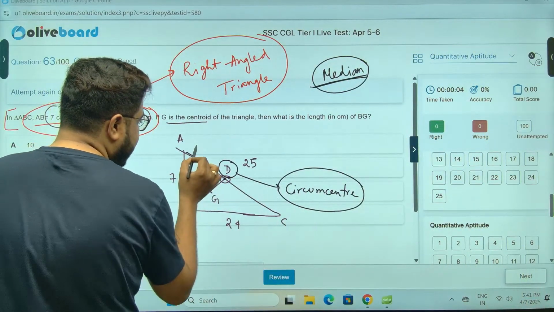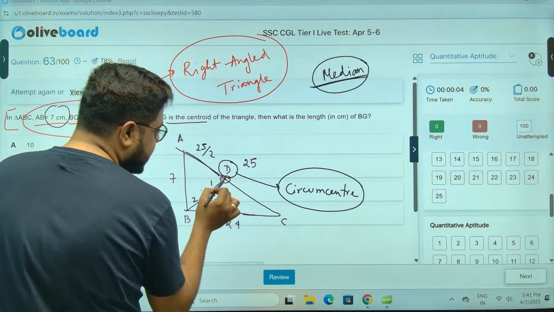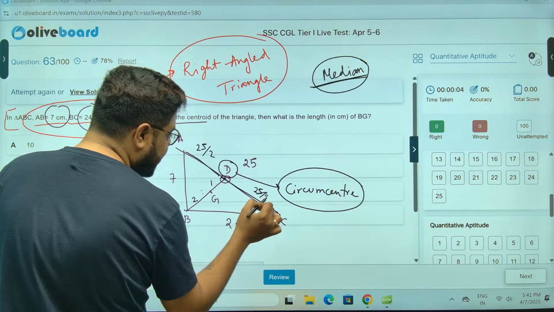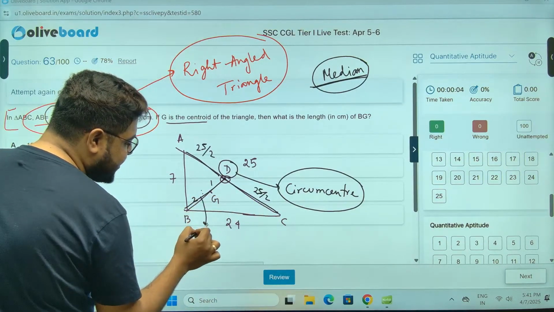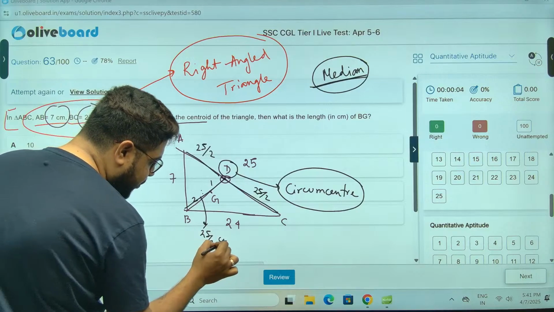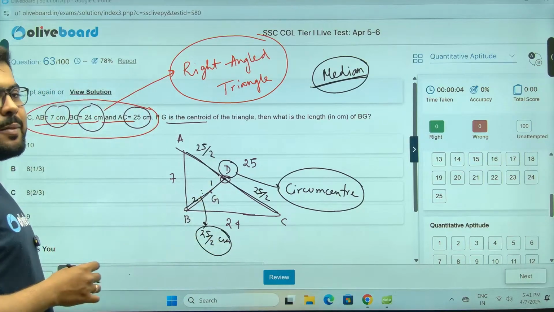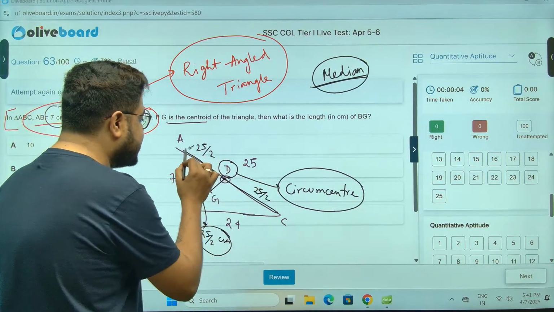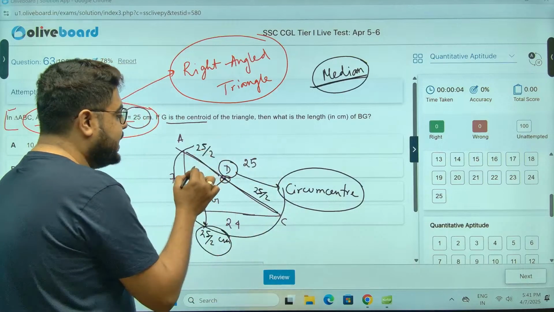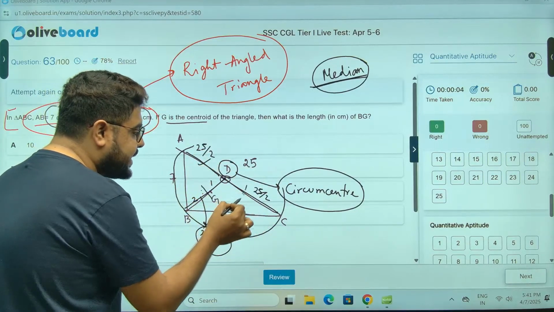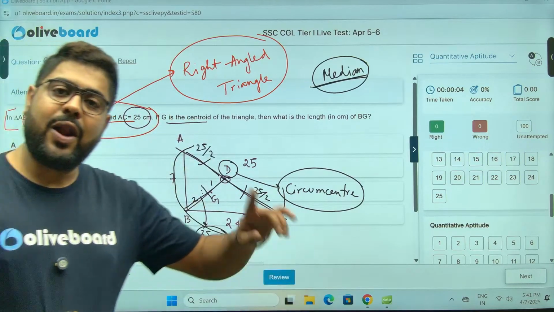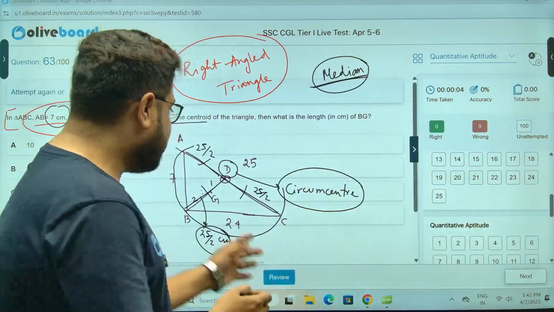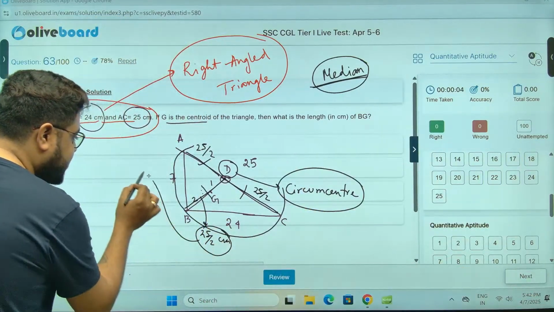So that means this D point, the length of AD is 25/2. The length of CD is 25/2. The length of BD is also 25/2. You'll say, sir, how? Many can have this problem. Because circumcenter means there is a circle going on. This is radius, this is radius, this is radius. All are always equal. So BD is 25/2 centimeter.